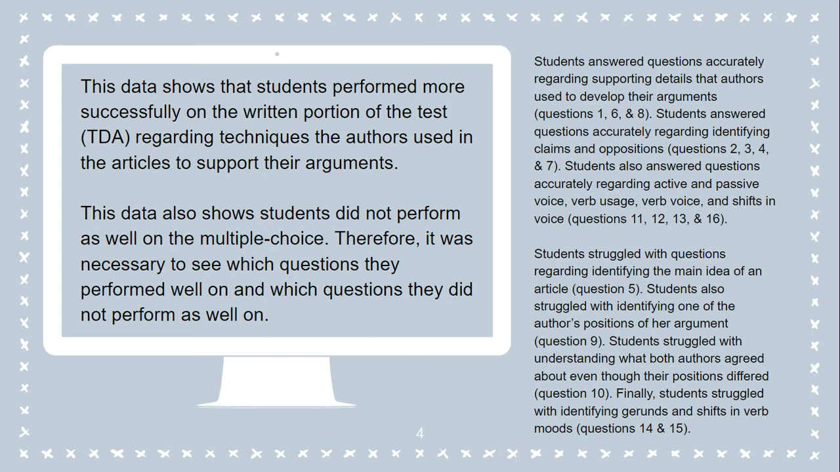But as I've said throughout this presentation, the data also showed that the students did not perform as well on the multiple choice. So it was necessary for me to see which questions they performed well on and which questions they did not perform as well on. So using that table from this slide here, I was able to come up with this information. Students answered questions accurately regarding supporting details that authors used to develop their arguments. These were questions 1, 6, and 8. Students answered questions accurately regarding identifying claims and oppositions, questions 2, 3, 4, and 7.